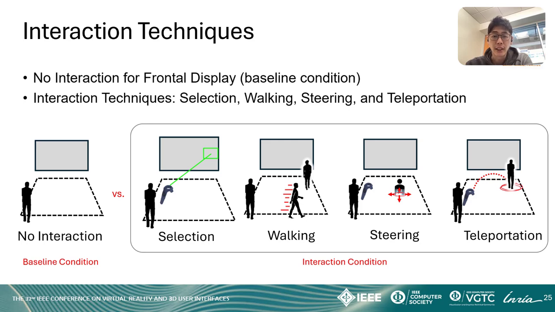4 interaction techniques are explored compared to a baseline condition. The baseline condition is called no interaction, and this is exclusive for frontal display. This condition is selected based on our first study results, which showed lower perception error in the flat world condition. 4 interaction techniques include selection, walking, steering, and teleportation.